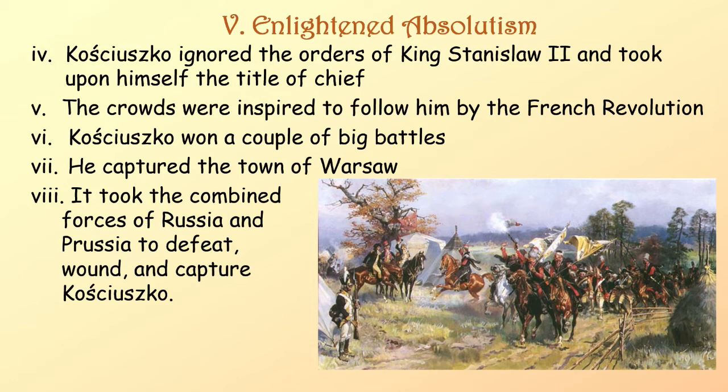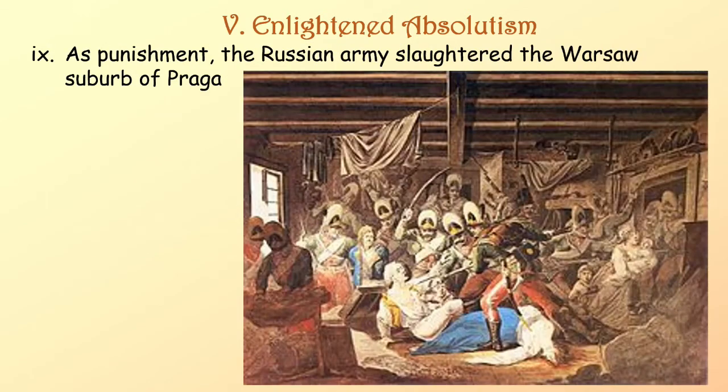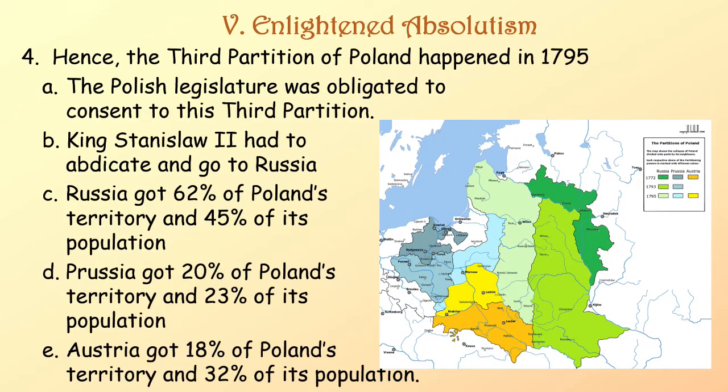Well, Kościuszko won a couple of big battles. He actually captured the town of Warsaw, and it took the combined forces of Prussia and Russia to defeat, wound, and capture Kościuszko. And as punishment, the Russian army slaughtered the Warsaw suburb of Praga. Hence, the third partition of Poland happened in 1795 as a result of all of that. The Polish legislature was obliged to consent to this third partition. King Stanislaus II had to abdicate and go to Russia.